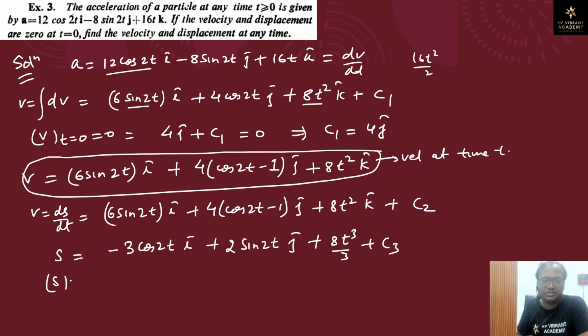Okay, now displacement at t is equal to 0 is equal to 0. So let us put 0 in this: minus 3 i cap. This is 0, and the k cap term will also be 0. Plus c2, okay. So this means c2 is equal to 3 i cap. So we have to put c2 is equal to 3 i cap. So let us put this.